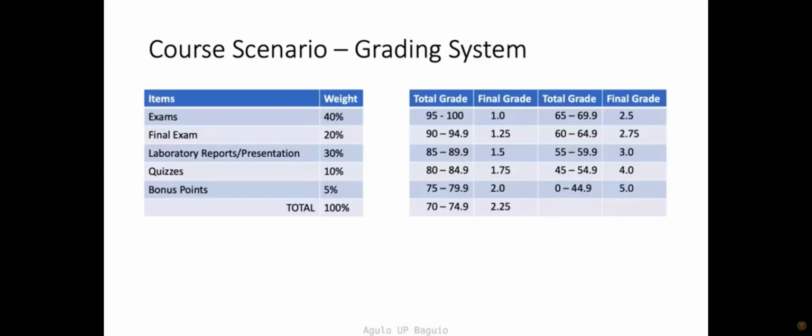Your grade will come from 4 exams, a final exam, 5 fully accomplished experiments with written report, and quizzes. The breakdown as shown is as follows: 40% for the 4 exams, 20% for the final exam, 30% for the laboratory reports and presentation, and 10% for the quizzes. In a little while, I'm going to show you our full schedule.